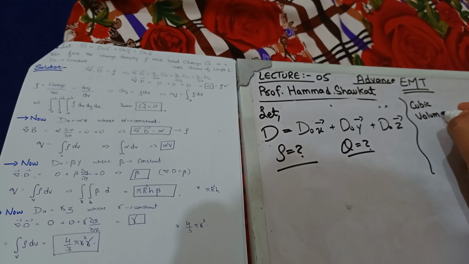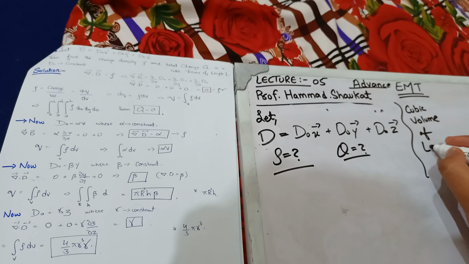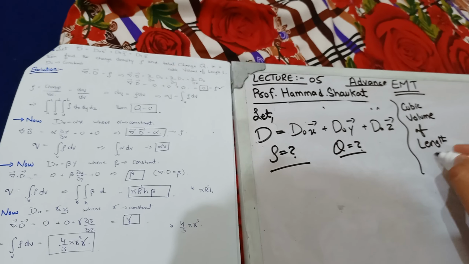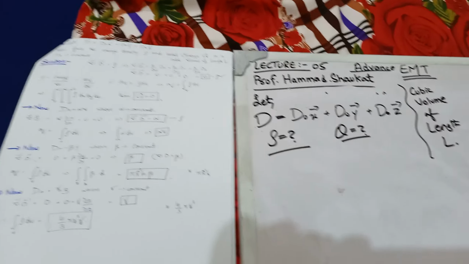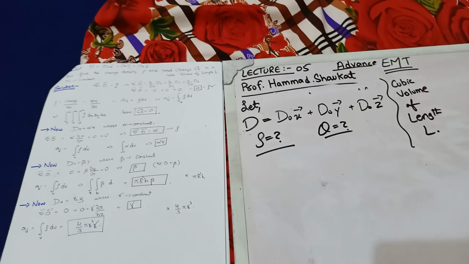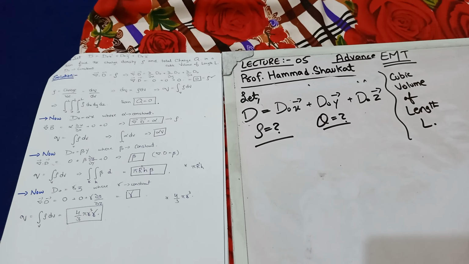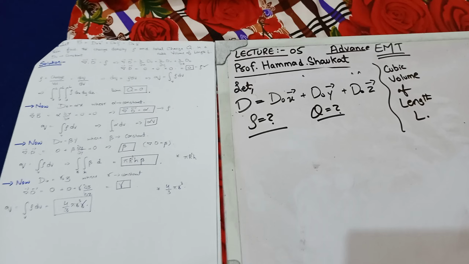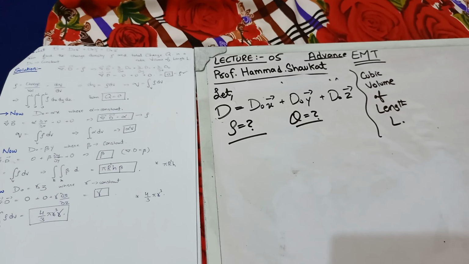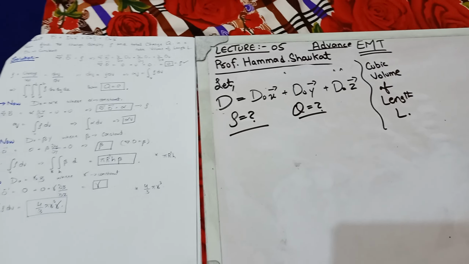Cubic volume of length L. So let D be equal to this, and the question is you have to find the charge density rho and the total charge q in the cubic volume of length L, where D naught is the constant.